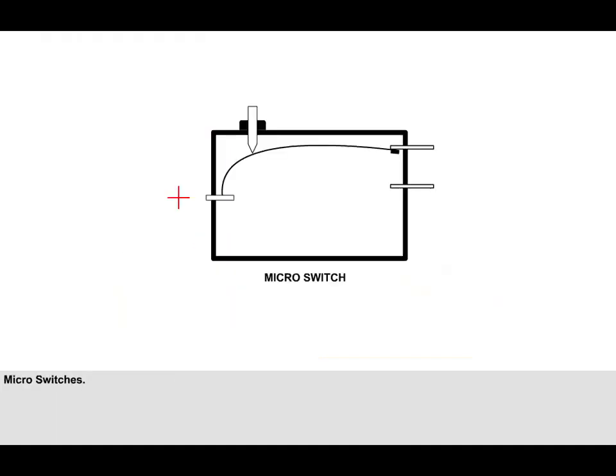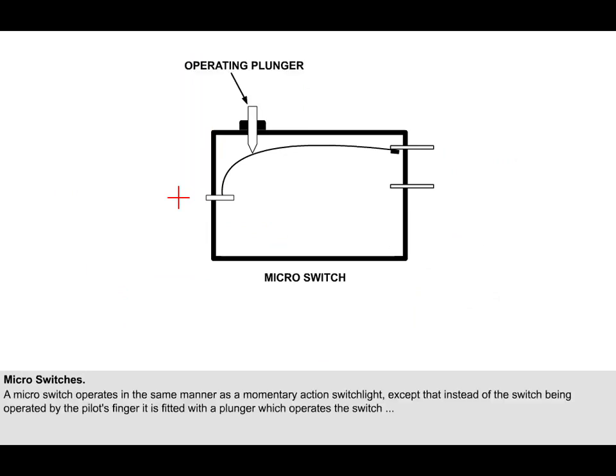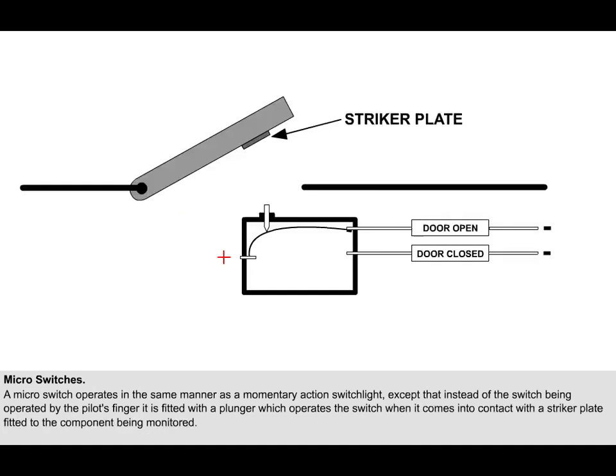Microswitches are used in modern aircraft to detect the position of a particular device, although on landing gear installations they have largely been replaced by proximity detectors. A microswitch operates in the same manner as a momentary action switch light, except that instead of the switch being operated by the pilot's finger, it is fitted with a plunger, which operates the switch when it comes into contact with a striker plate fitted to the component being monitored.